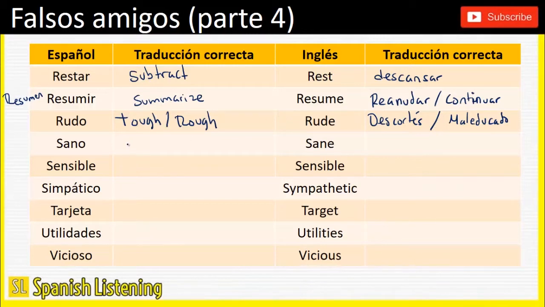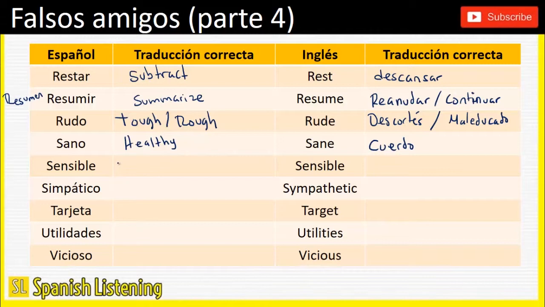Then we have sano and sane. Sano means healthy, so that means you don't have any diseases. And when we're talking about your mental condition, that you are sane, that means no mental problems. In Spanish, this is called cuerdo. So this person is cuerdo, that means not crazy.